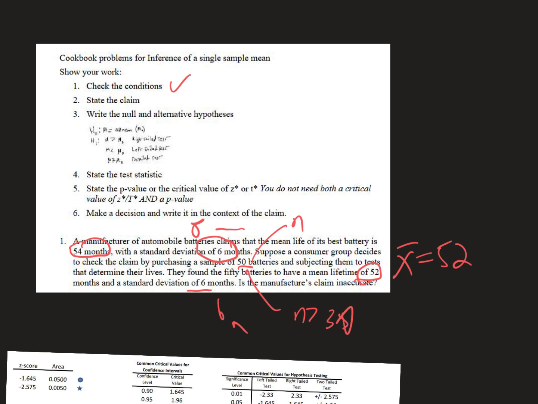So I checked for randomness. I checked for what kind of variable it is. I checked for the condition for that kind of variable, which is where n equals 30 or more than 30. So we're good to go because we know the population standard deviation. We're going to run a z-test.